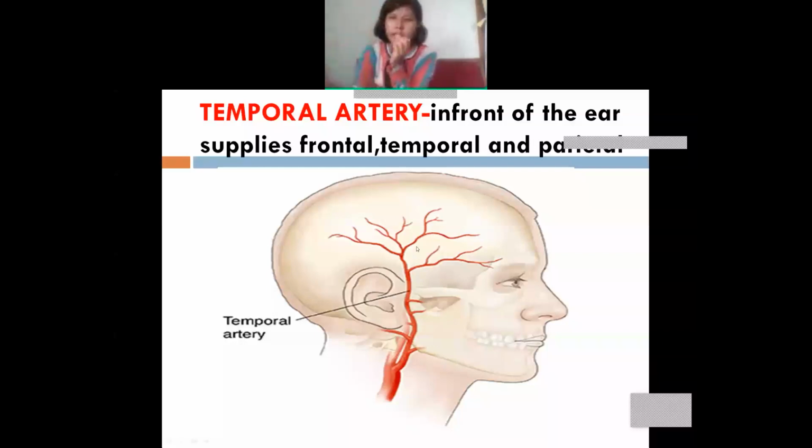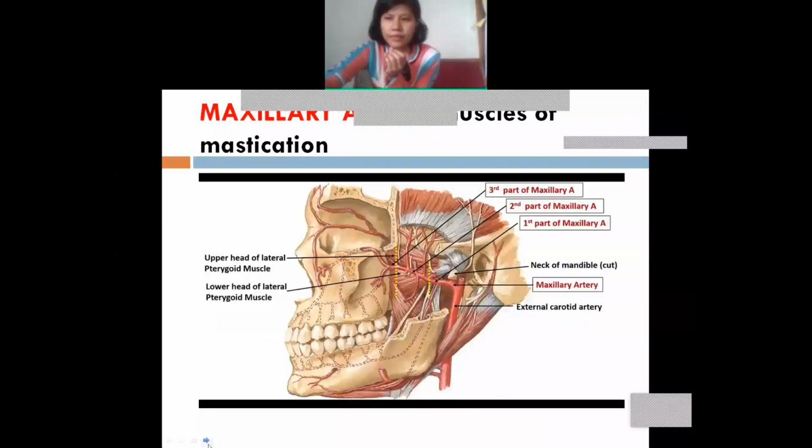In the upper part of the ear, this portion, it is a temporal. Okay, is it clear? Temporal artery. Yes, ma'am. Okay. Next is maxillary artery. So this is the maxillary artery.